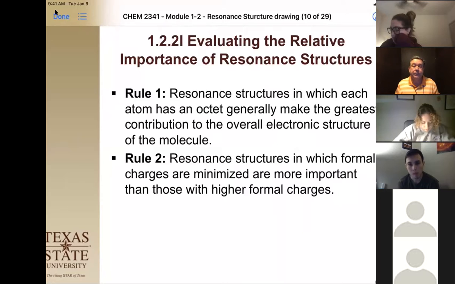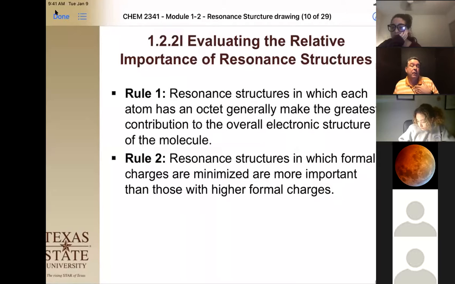So the first rule is resonance structures in which each atom has an octet generally make up the greatest contribution of overall electronic structure. You want to have an octet on as many of the atoms as possible, except for, of course, hydrogen. If you have one where there is charge but not an octet, and one where you have 2 charges and an octet, the one with the octet will be more stable.